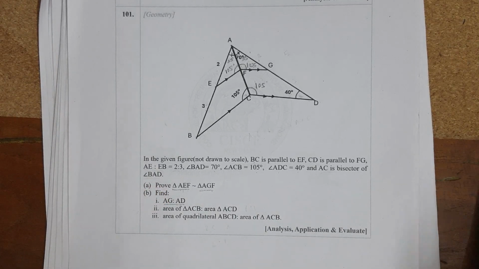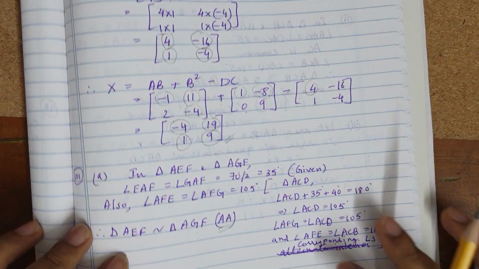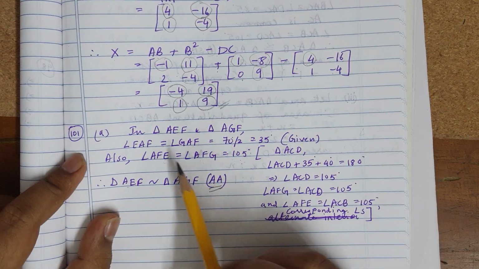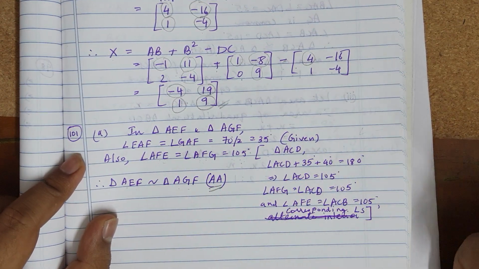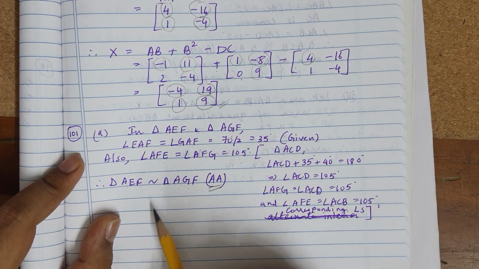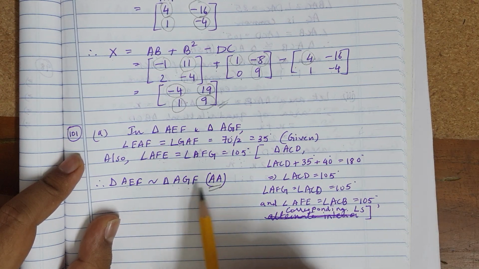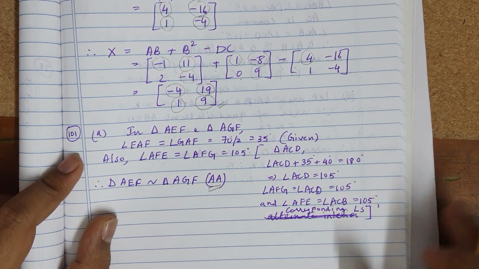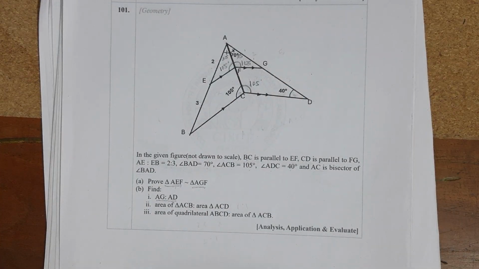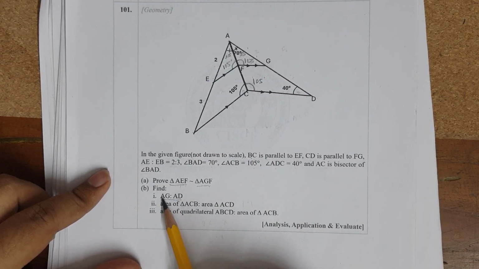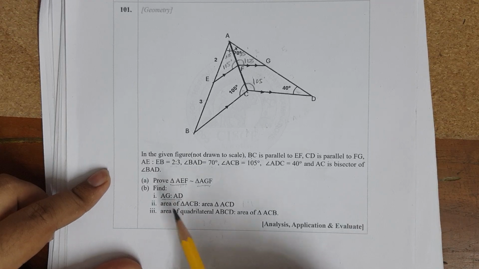So you can write the steps something like this. So in these two triangles, these are the pairs of equal angles for the reasoning that were explained now. Therefore, AEF is similar to AGF according to AA similarity. Done. In the next part of the question, they're asking us to find the ratio AG is to AD.